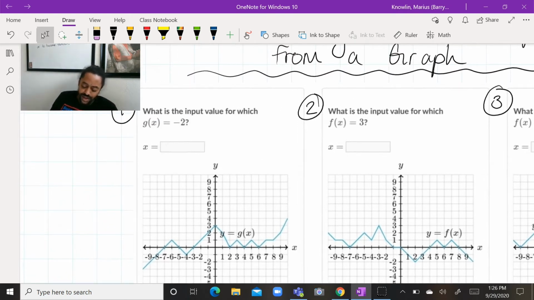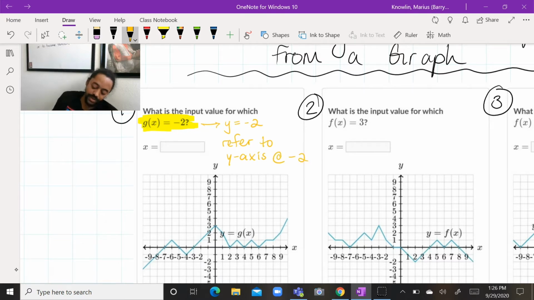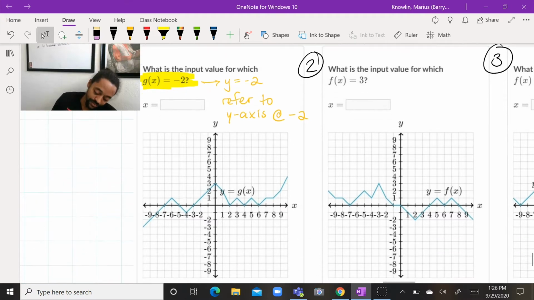Number one says, what is the input value for which g of x is going to be equal to -2? So this right here is another way of just saying that y is equal to -2. So that means that we need to refer to our y-axis at -2 to determine our input value, because the -2 is basically your output value. And just to make sure we're all in agreement, the y-axis is this one that I'm highlighting in yellow right here. Okay, and we want to go to where it's -2.